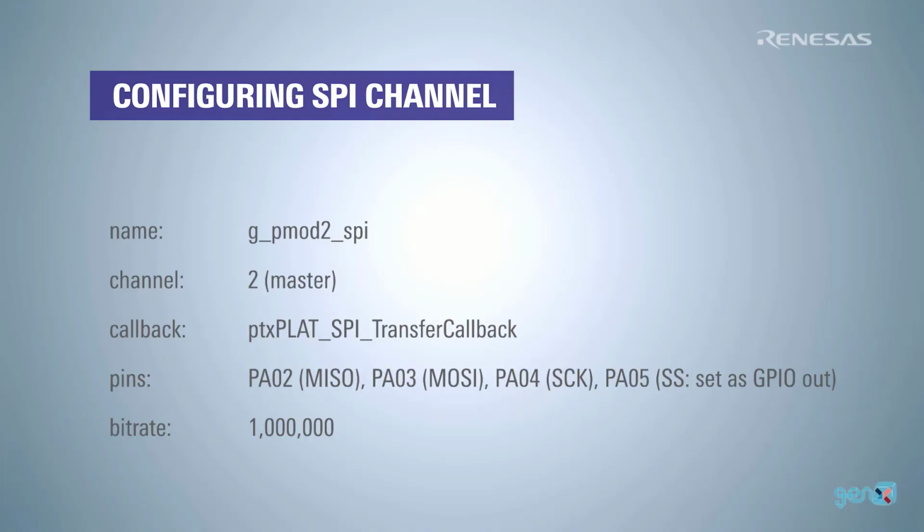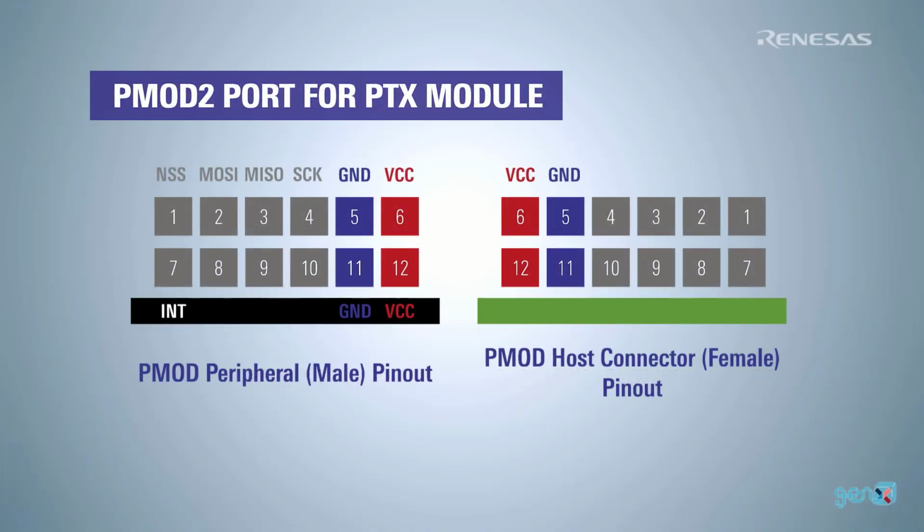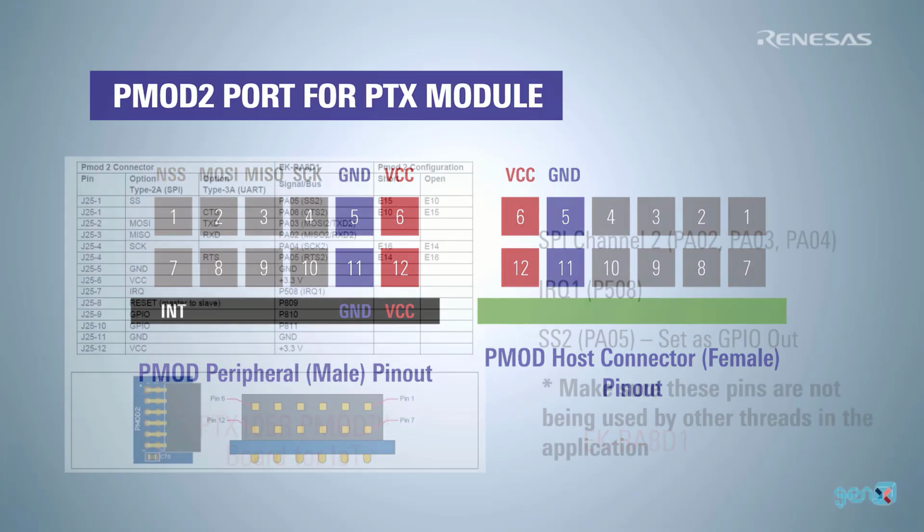Next, we will configure the SPI channel. To do this, we first need to review the layout of the PMOD port. As you can see, the male port is from the PMOD module, and on the array board, it's a female connector.